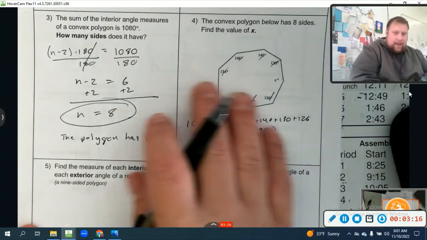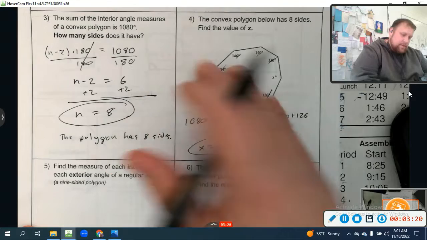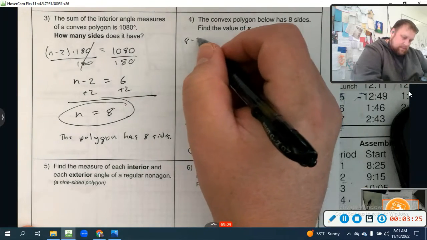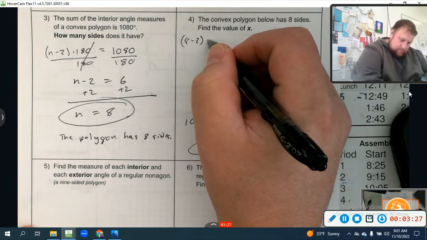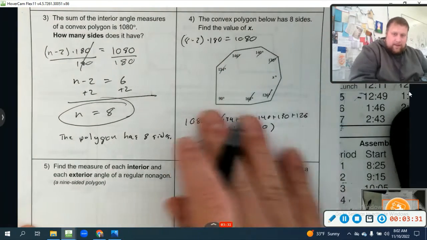Now, if I hadn't known how many degrees this added up to from the previous question, I would have just said 8 minus 2 times 180, which would equal 1,080, right? And then set those equal.